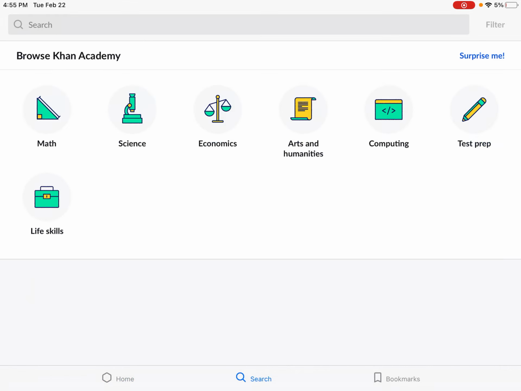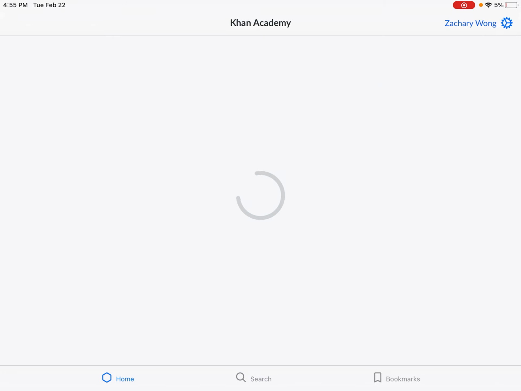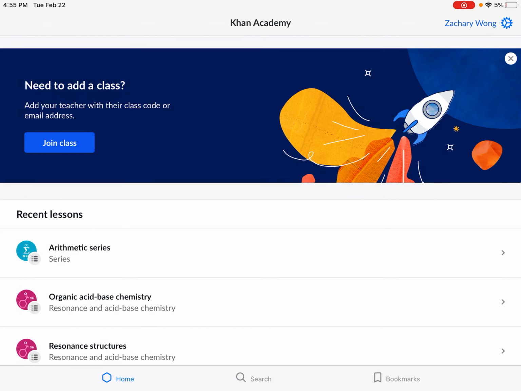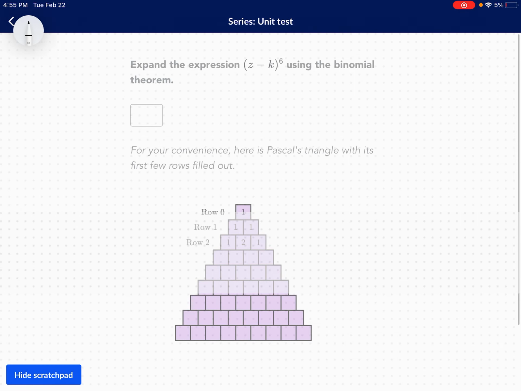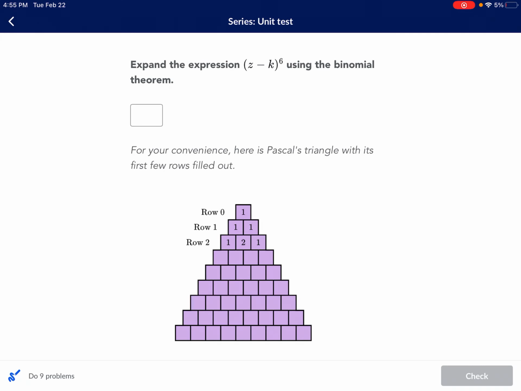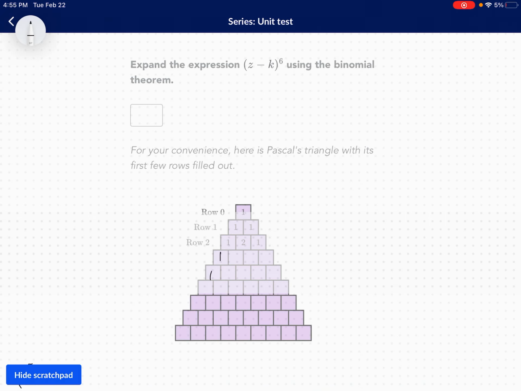Alright, now for the unit test of unit number 9, which is series. And let's start. Alright, this binomial theorem thing that I absolutely dread. Okay, so finish this Pascal triangle real quick.